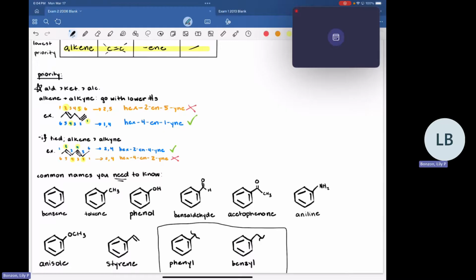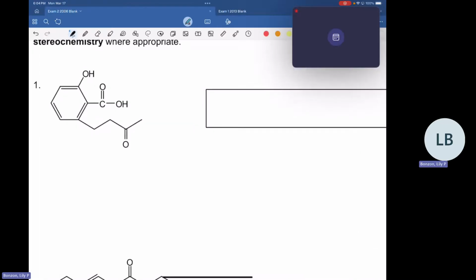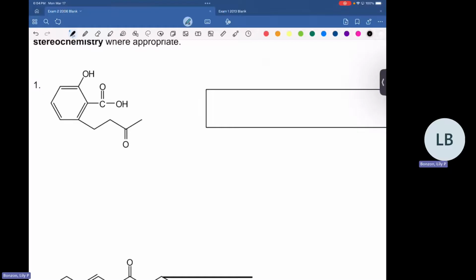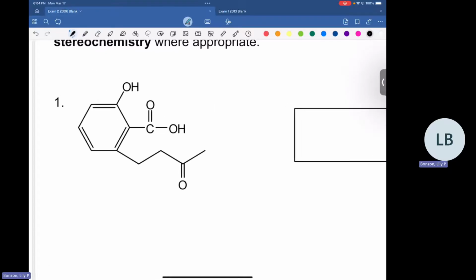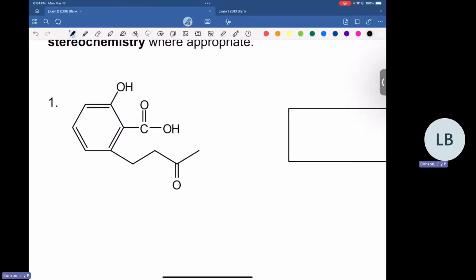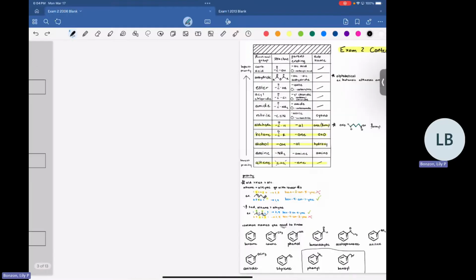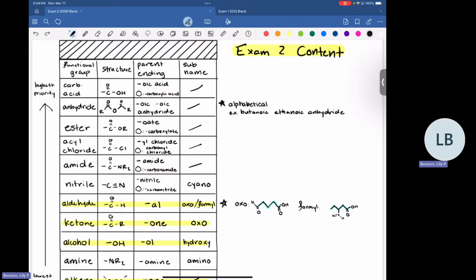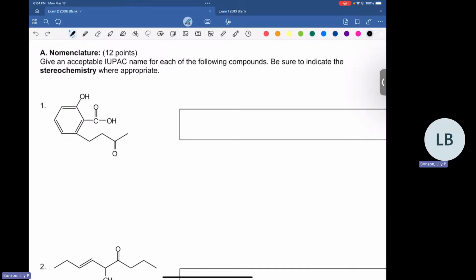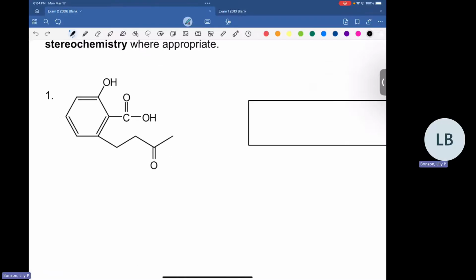All right, so let's go back and get started with our nomenclature. For this first one, we have an OH, we have a carboxylic acid, and we have a long chain ketone. In this case, there are 2 potential common names that we could do. We could do phenol with the alcohol, or we could do benzoic acid, which is the benzene with carboxylic acid. If you look at the priority list, again, we haven't fully learned all of these, but carboxylic acid has a higher priority than an alcohol. So that's going to be our common name for this benzene.